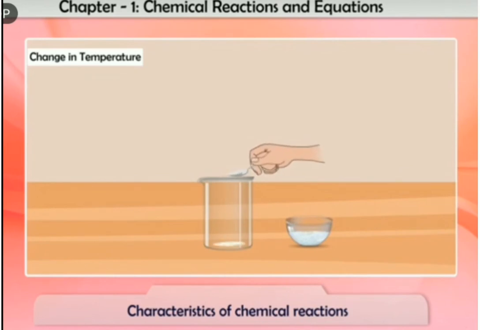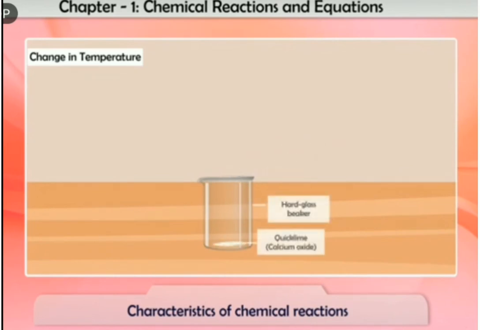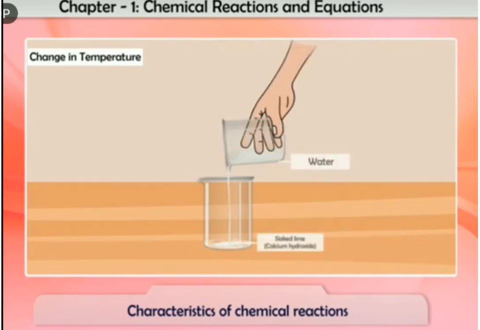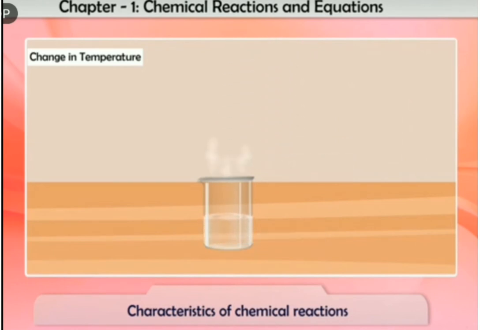1. Calcium oxide, also known as lime and quicklime, when it reacts with water, slaked lime is formed and a lot of heat is produced. This heat raises the temperature due to which the reaction mixture becomes hot. These types of reactions are called exothermic reactions, which means heat producing reactions.